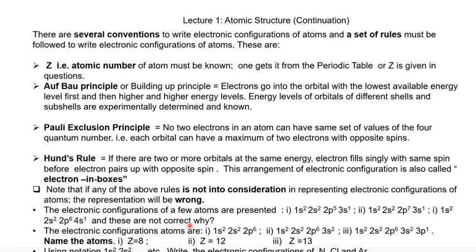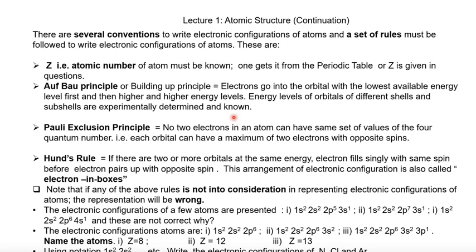I showed in the beginning the energy values of the shells and subshells. We have to remember that, but we don't need to memorize it. Energy levels of orbitals of different shells and subshells are experimentally determined and known. Another principle is the Pauli exclusion principle. No two electrons in an atom can have the identical set of 4 quantum numbers. That is the Pauli exclusion principle.